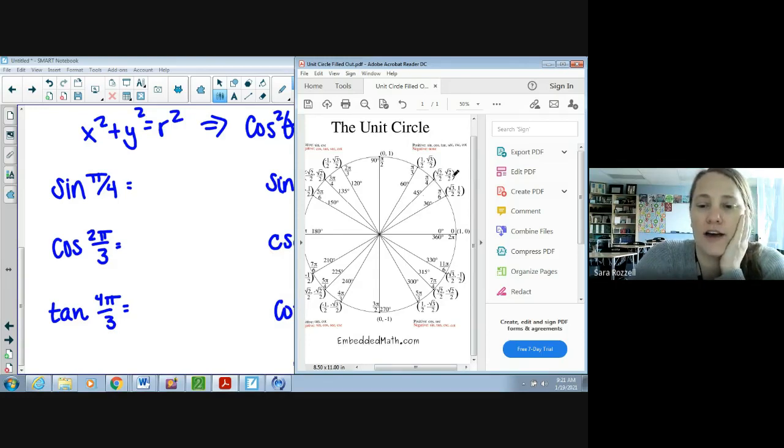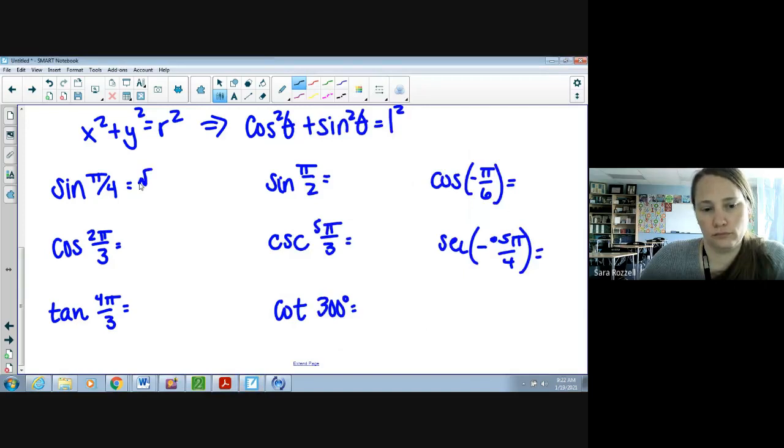What is the y value at pi over 4? You guys see that that is root 2 over 2? So we're going to write down root 2 over 2 for sine of pi over 4, and that's going to be our answer for that problem. Okay? Everybody okay on the first one? Sine was y. We just found the y at pi over 4.